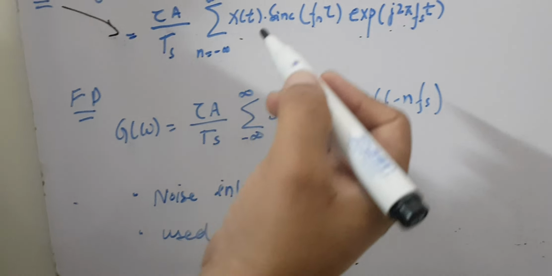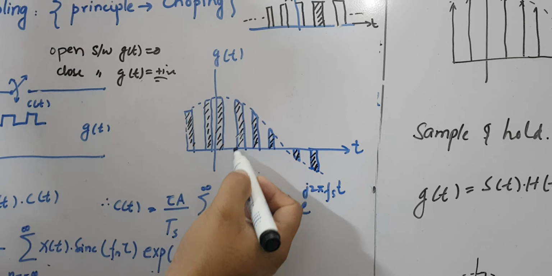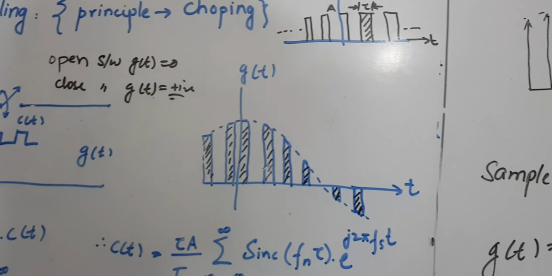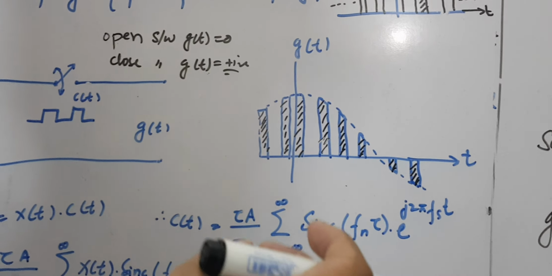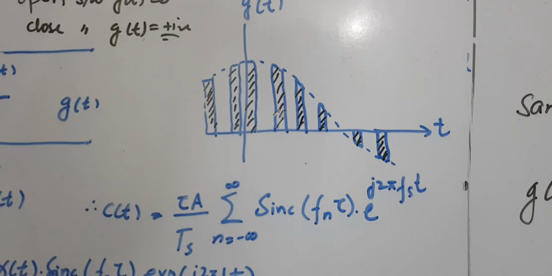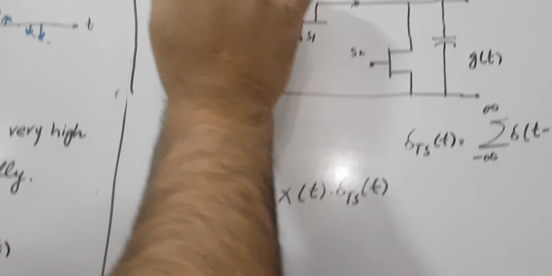Why is there less noise interference? Because now the signal energy is greater as compared to the ideal sampling. So if the signal energy is greater, then the noise energy will be less, and that is why it is practically used. This third type is the flat top sampling.